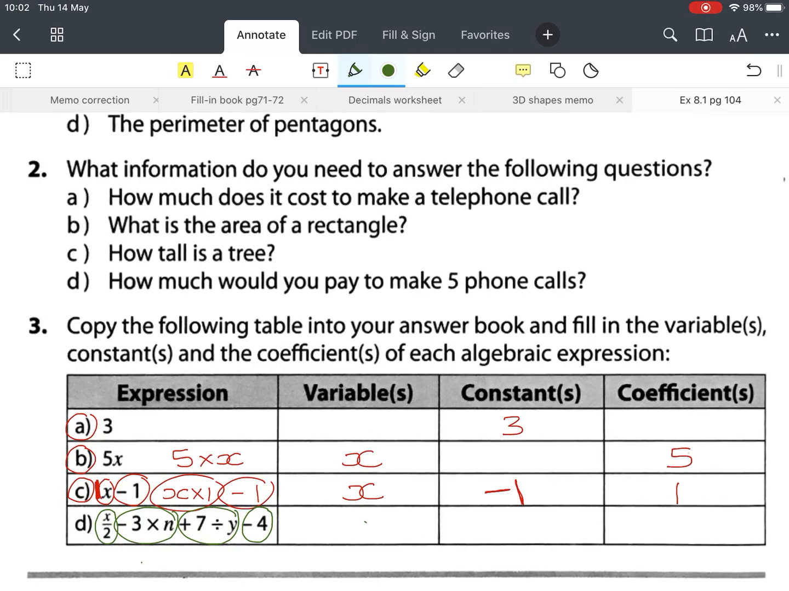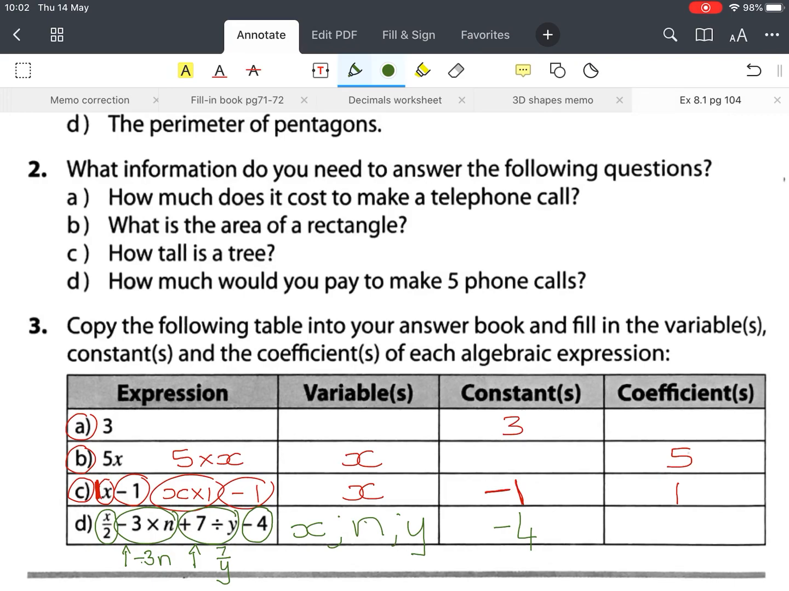X over 2, okay, you can clearly see your variables being an x, an n, and a y. That's not too difficult. There's actually only one constant, and that's the -4. But then what about this 7 and this 3? Well, they count as coefficients because they are being multiplied by my variables or divided by my variables. So these two, the -3 and the +7, are in fact not constants. I'm sure I caught you out with that.